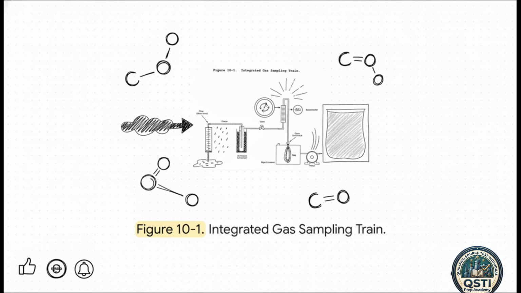Here's how all that gear actually comes together. The stack gas enters through the filtered probe. It's drawn down into the air-cooled condenser. That's the box dropping out the moisture.